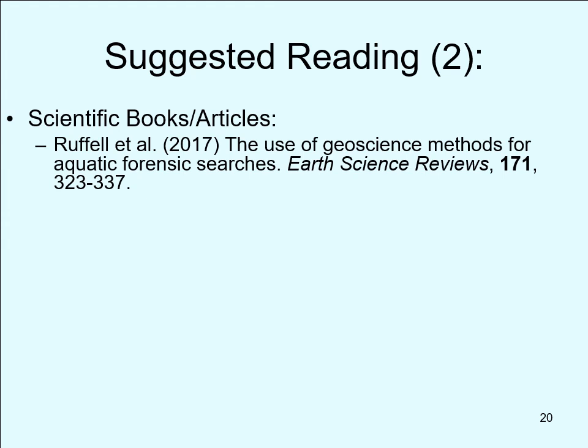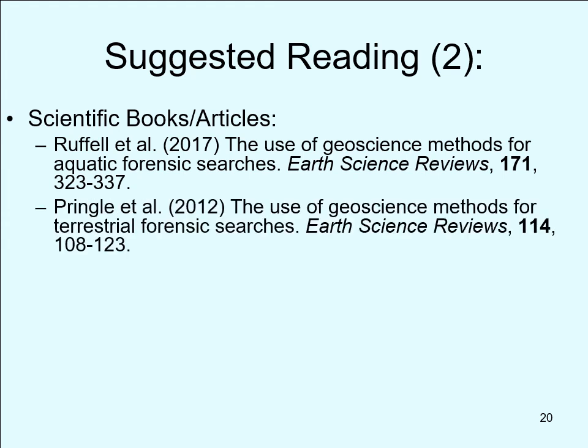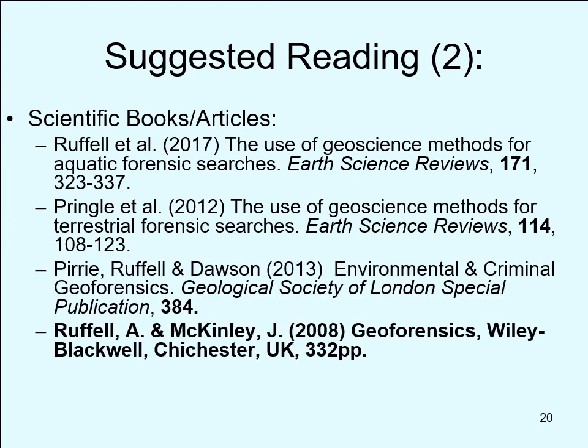Other sources are academic journal articles. These are a couple of review papers I've been involved with, but they're also quite good. Alistair led the aquatic forensic search paper in Earth-Science Reviews. I did the terrestrial one a few years before that, so that gives you different sections. You'll need some of that for your review. There are also some Geological Society of London special publications on environmental geoforensics. There are a few, so I've just listed the most recent one, as well as that first book that I told you about.